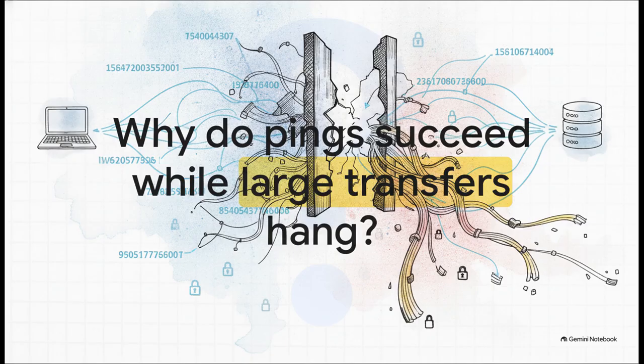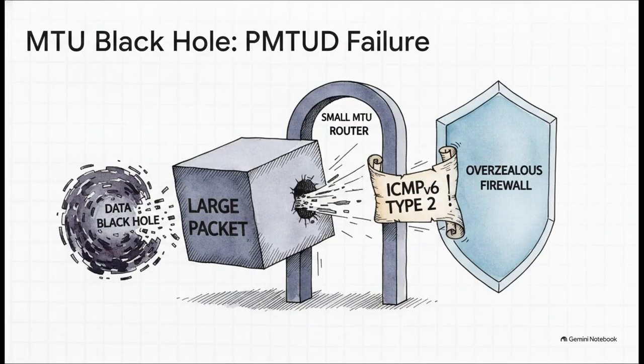So what is actually happening here? Well, this classic maddening symptom is almost always a path MTU discovery failure. Here's the breakdown. Those small ping packets, they fit right through every link on the network without a problem.